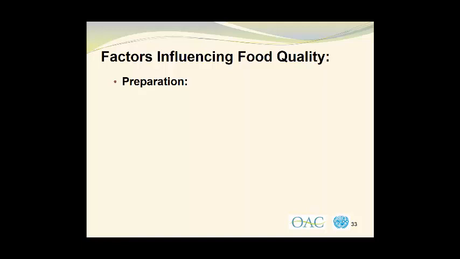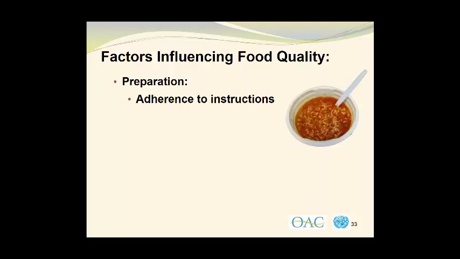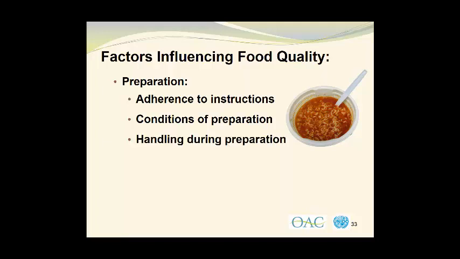Preparation of the food can impact its quality greatly. Did the consumer adhere to the instructions when they made this particular dish from the noodles and the dried spice blend that we showed in a previous presentation? Were the conditions of preparation proper? Was everything observed in the way of cleanliness and temperatures and all those other things that go hand in hand with our expectations of producing a quality end product and making a meal for our family?